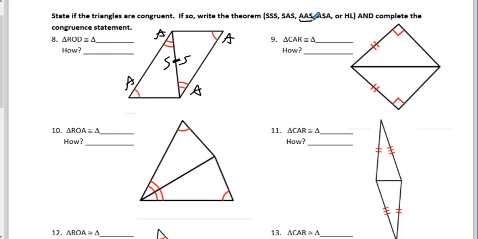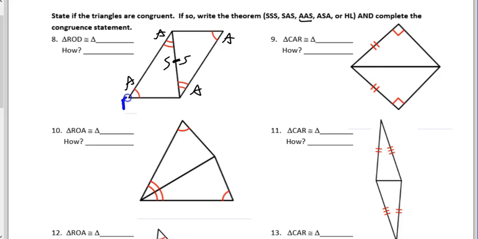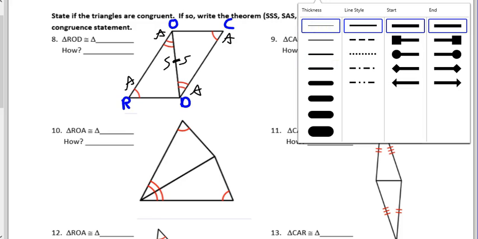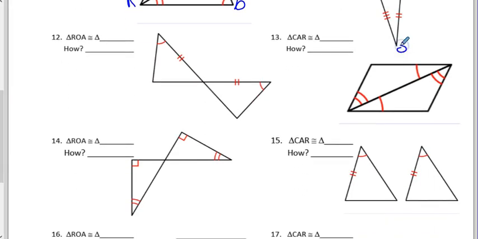So, I'm going to go in order. Okay, so first off, realize this is going to be kind of hard to do because there are no letters on this page. So, we're going to real quickly label these. We're going to put an R here, O, D, C. And over here, we're going to put C, A, R, F. And here we're going to put R, O, A, D. Here we're going to put C, A, R, and O. And number 12, we're going to put O, R, A, B, C.